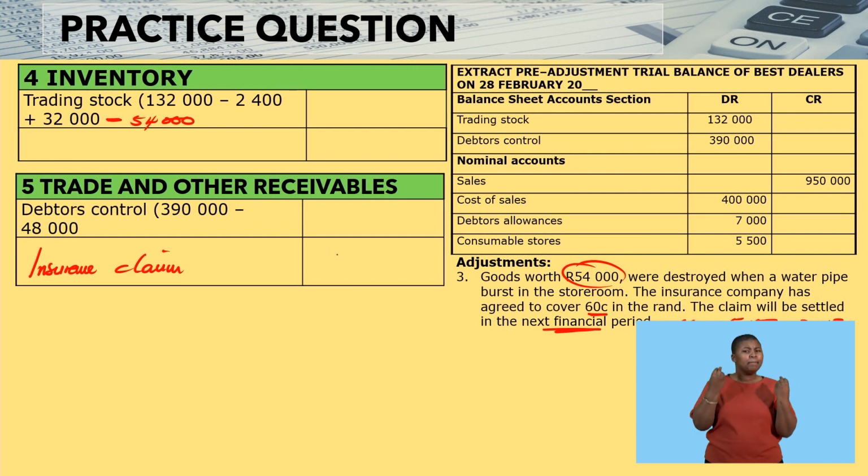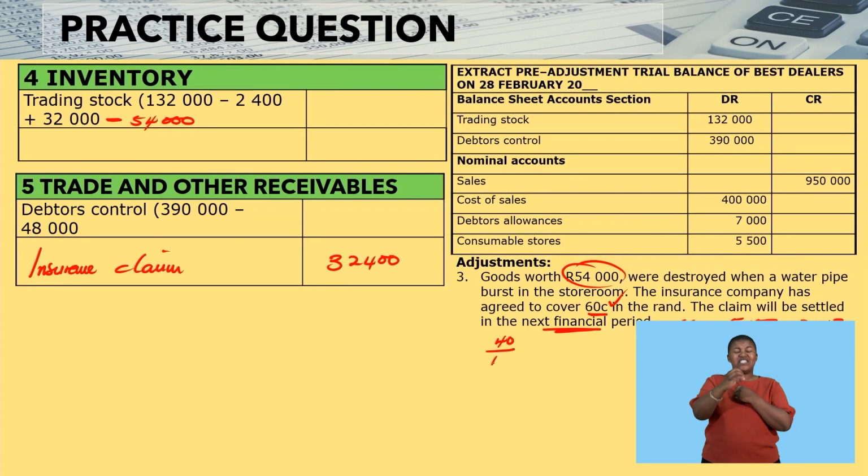And how much are we going to receive? We're going to receive 32,400. But what happens now to the 40 cents? Because the insurance company is going to cover us 60 cents in the rand. Who is going to carry the burden of the 40 cents? It becomes our burden as the business. All right? So we now have a loss on stock due to water damage, and that is the 40 cents. 40 over 100 multiplied by 54,000, and then that will give you an amount that is 21,600. So that becomes loss of stock.